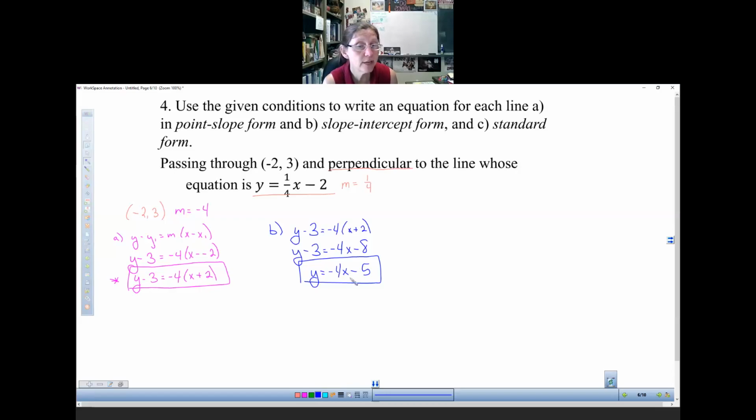Because I don't have any fractions in this, I can go straight into my standard form, starting with my slope-intercept form and adding 4x to both sides. Remember when I move it across the equal sign, that effectively changes the sign. And this is standard form. Oh, that was so much nicer. Love that integer slope. Questions?